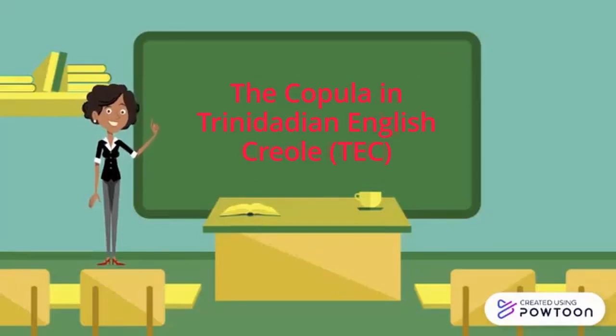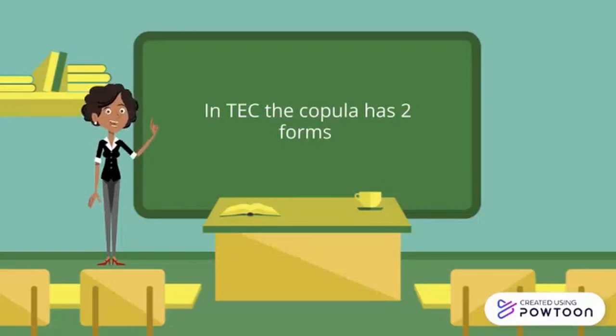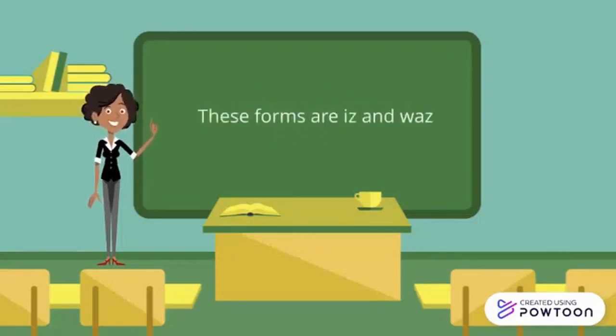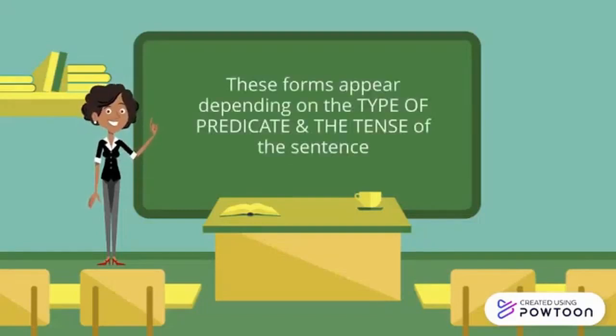The copula in Trinidadian English Creole. Unlike English, the copula in TEC presents itself in 2 main forms. These forms are is and was. These forms appear depending on the type of predicate in the sentence and on the tense of the sentence, which we will dive into a little later.